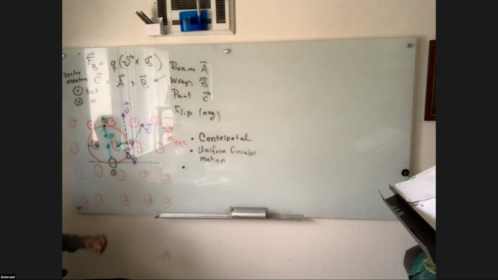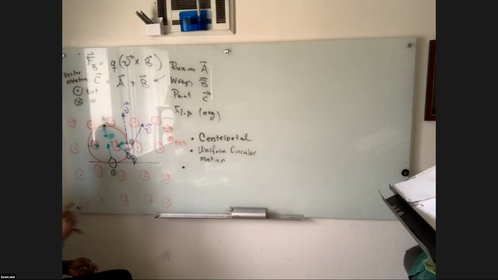Does anyone remember any characteristics of centripetal acceleration? There are a couple. Go ahead, AJ. Yeah, it seeks the center. The acceleration is always toward the center of the circle. And what's the magnitude? You probably got that from high school.